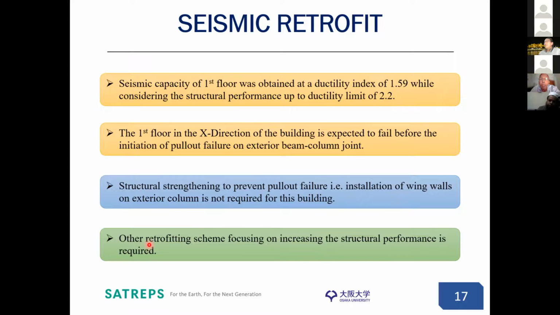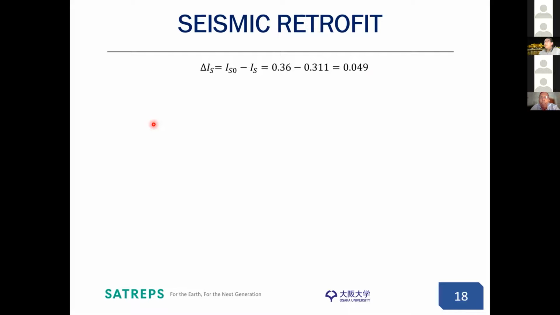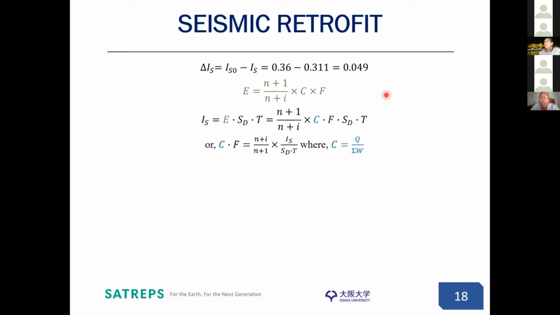To show an example of one of the new methods proposed under this guideline, explained by Sensen earlier in section 3.3, we will use ferrocement retrofitted masonry infill wall as a retrofitting technique for this particular building for first floor. So first we determine how much our deficiency for retrofitting is, that is delta IS, found like this. And now we want to convert this delta IS, or seismic capacity demand, to a lateral load demand.